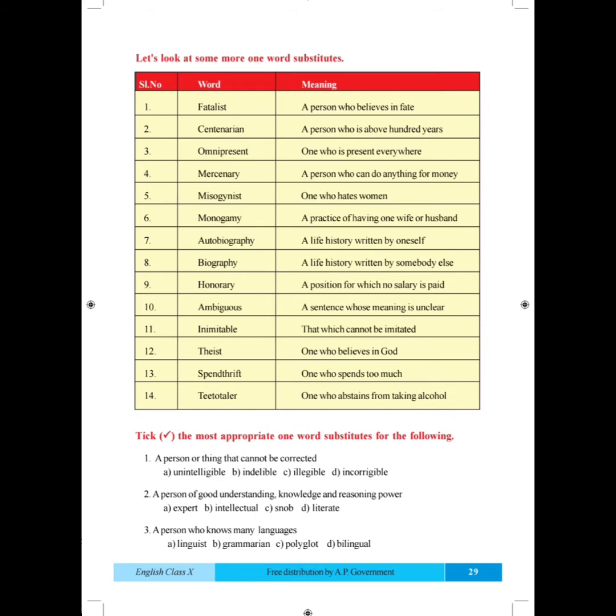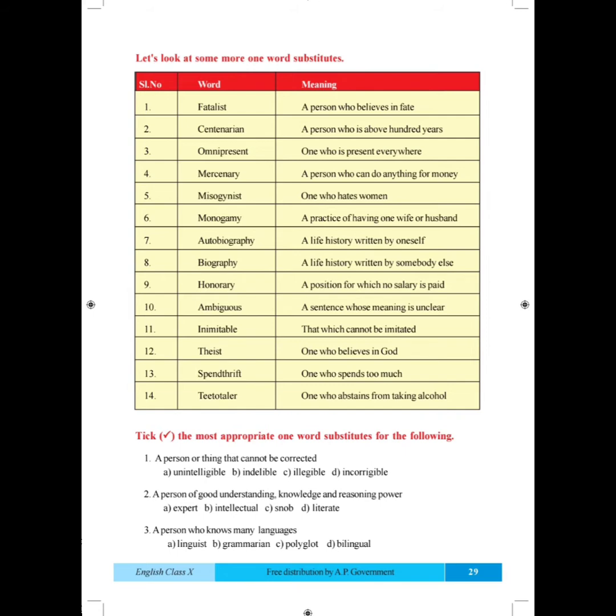12th one, theist, one who believes in God. 13th one, spendthrift, one who spends too much. 14th one, teetotaler, one who abstains from taking alcohol. So all these 14 you need to learn by heart, and a matching would be asked. And we will discuss more when we meet in class.